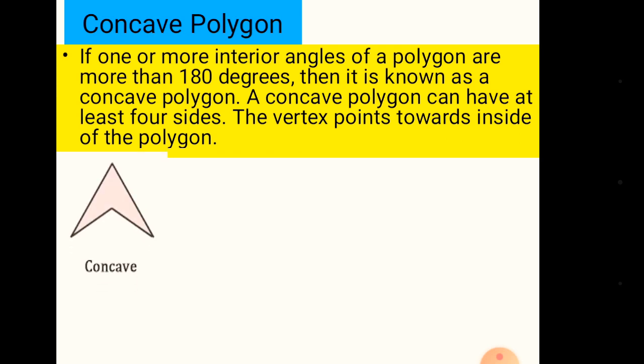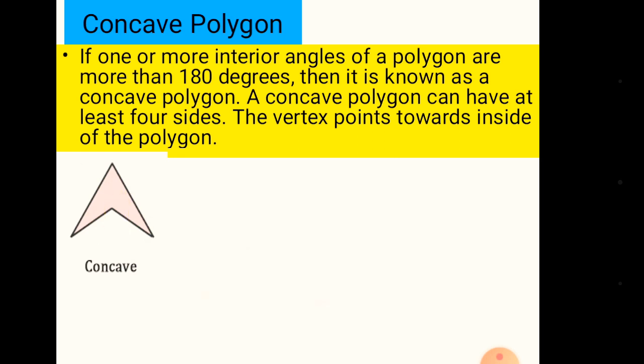Let us see some examples. Here in this first figure, this angle is more than 180 degrees. The angle at this point is more than 180 degrees. So at least one angle is more than 180 degrees. So this is an example of concave polygon. If you see other angles, this angle is less than 180. This angle is also less than 180 and this angle is also less than 180. But the angle at this point, this angle is more than 180 degrees.